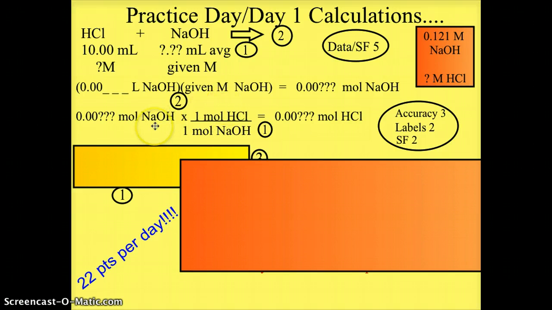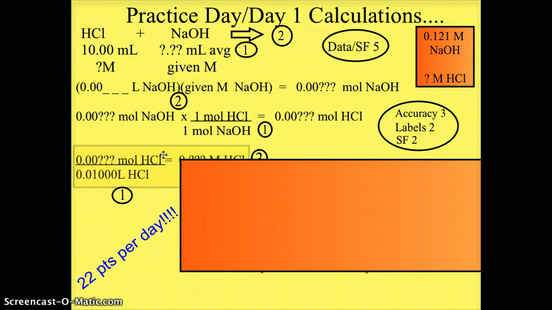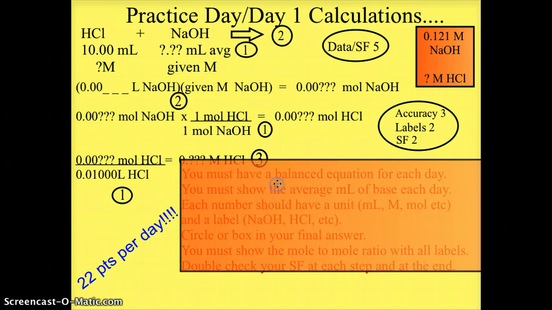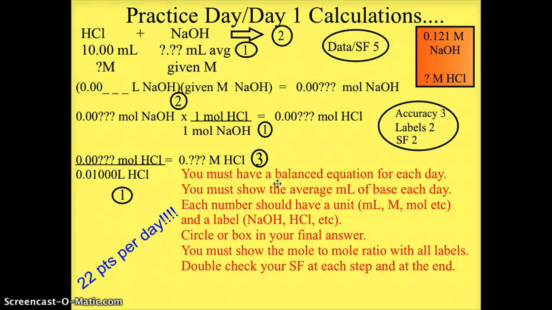So take your moles of NaOH you just found, convert from moles of NaOH to moles of HCl, and then your last step is to take your moles of HCl and convert to your molarity of HCl by dividing by the volume of HCl. So 10 milliliters is 0.01000 liters. And that final answer is worth 3 points. Dividing there is worth 1.